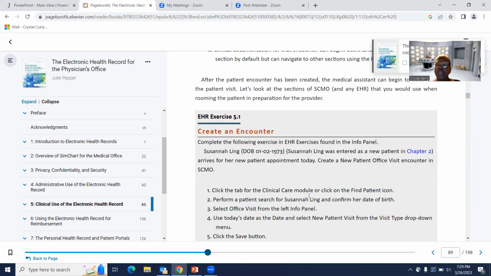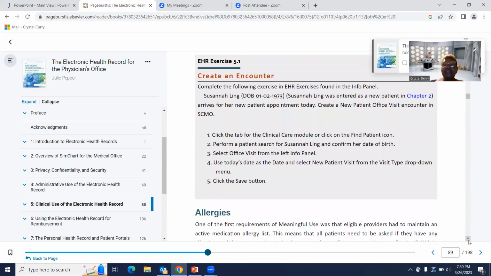Click the tab for the clinical care module or click on the Find Patient icon. When you go to Find Patient, you would put in Susanna Ling's name and date of birth. Perform a patient search for Susanna Ling and confirm her date of birth. Select Office Visit from the left info panel. Use today's date as the date and select New Patient Visit from the Visit Type drop-down menu. Click the Save button. So it's telling you step by step what you would need to do to complete this. So this ends our video for Monday, March 27th.